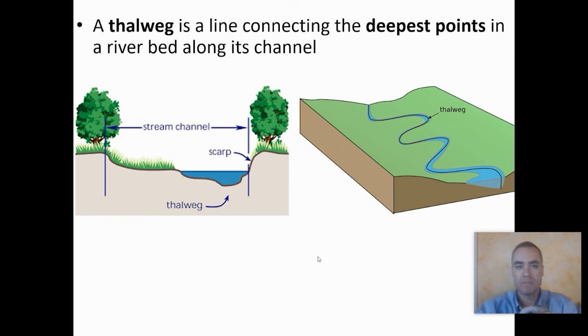So thalweg is simply a line connecting all the deepest points along the river. So you can see on the left, the cross profile, the thalweg there, deepest point. And the same thing on the right, goes all the way down the river. It's just tracing the deepest point, the thalweg.